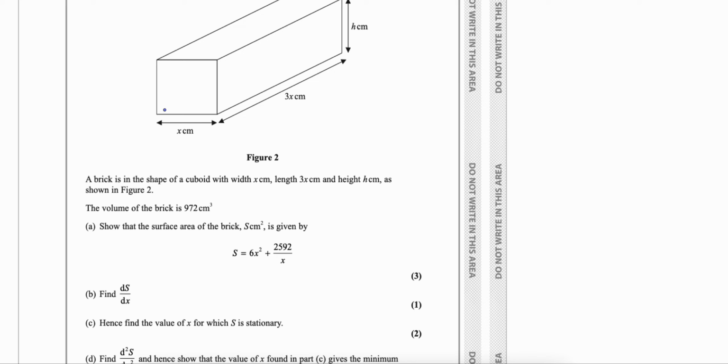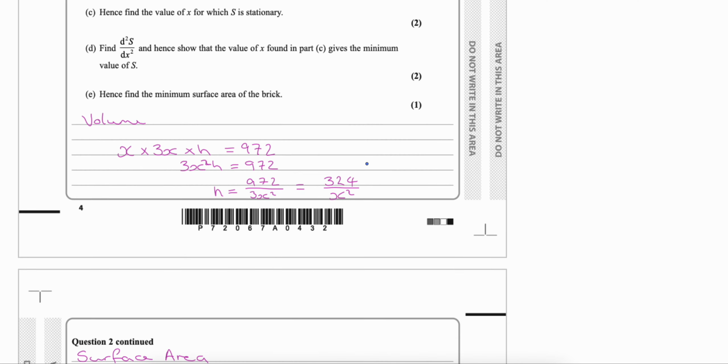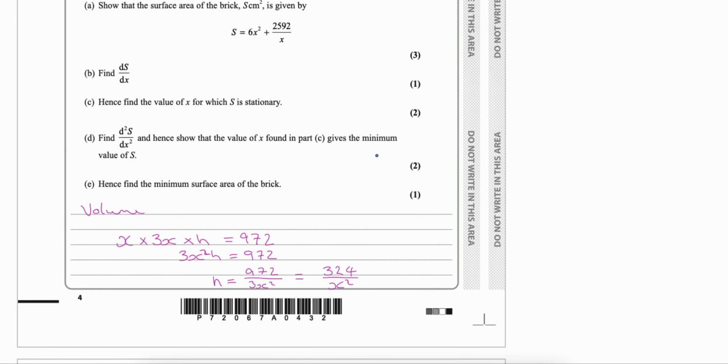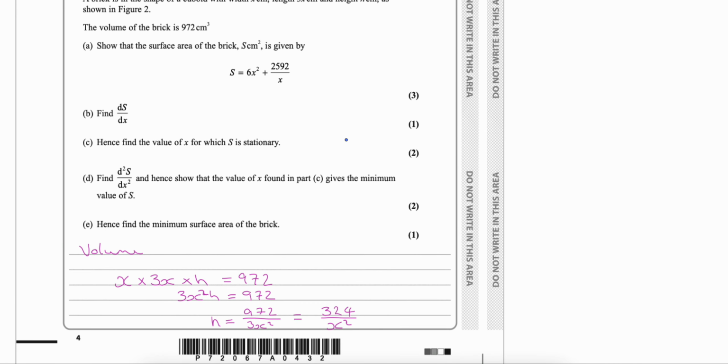So the volume is going to be x times 3x times h. So that's 3x squared h is 972. So therefore h is 972 divided by 3x squared, which simplifies to 324 over x squared.